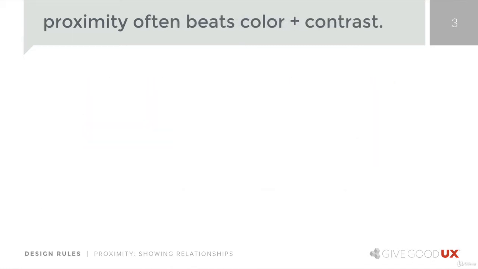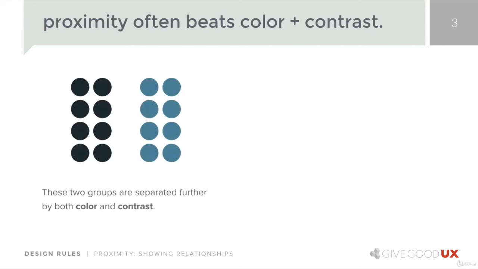Now I want to show you something else. Proximity often beats color and contrast in terms of dominance, in terms of importance, in terms of establishing hierarchy. Okay, and here's how. These two groups are separated further by color and contrast. We got one set on the left that's darker, all right, a lot more contrast than the set on the right. But here's what I want you to notice.